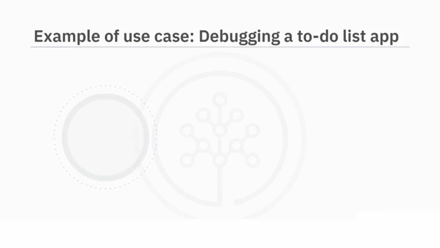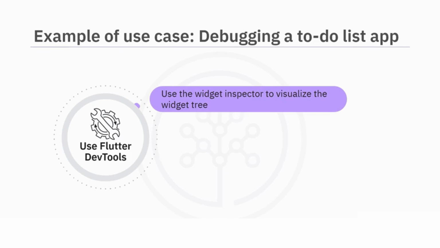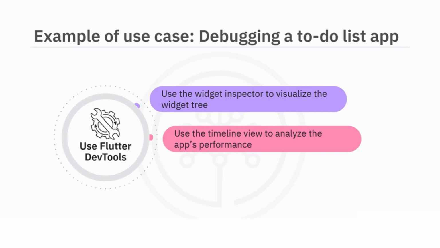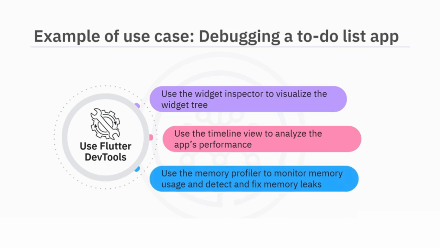Now let's look at a use case to see how these utilities can be used in a typical development workflow. Consider the example of debugging a to-do list application. The first task is to use the Flutter DevTools. As you build your to-do list app, use the widget inspector to visualize the widget tree and ensure the UI structure is correct. You can use the timeline view to analyze the app's performance and identify any bottlenecks that might be causing slowdowns. Using the memory profiler, you can monitor memory usage to detect and fix memory leaks or excessive memory consumption.